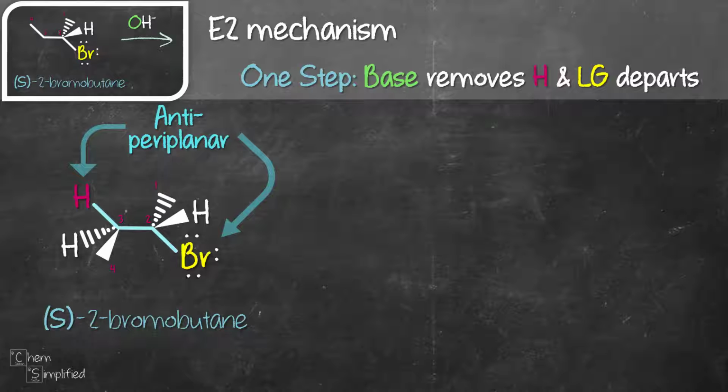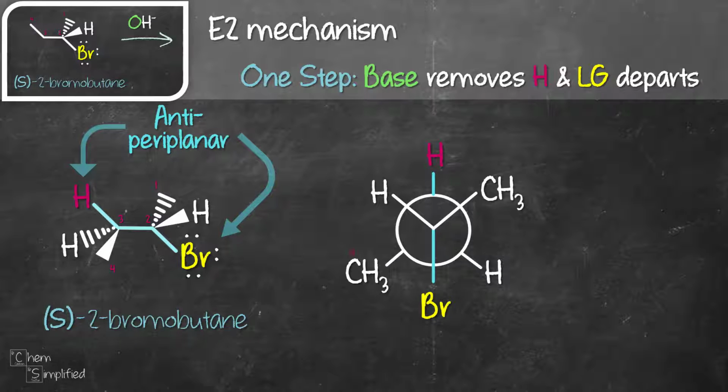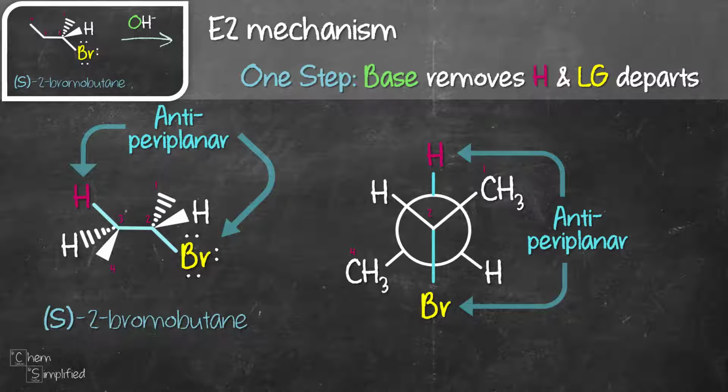Now, this may not be very obvious looking at the structure this way. So, if we were to draw out a Newman projection along carbon 2 and carbon 3, we can see that Br is going to be anti to the pink hydrogen. And that's what is meant by anti-periplanar.